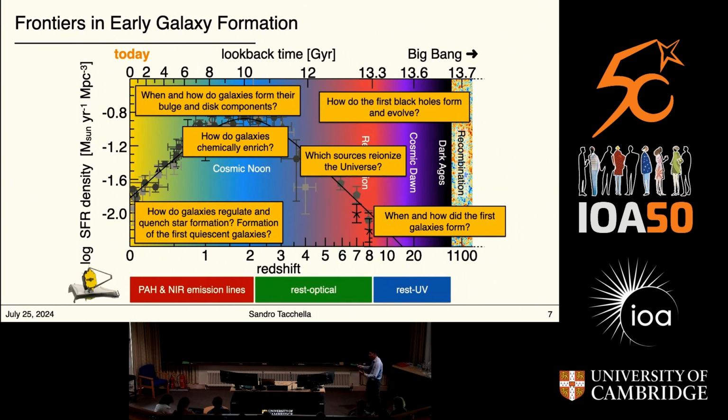So I think the key questions today are: when did the very first black holes, galaxies and stars actually start to form, and how did they then evolve to build up the mature galaxy population that we can already see in place at cosmic noon? How do these objects reionize the universe? How do these objects chemically enrich? And then also build up the structure in the galaxies, right? How do bulge and disk components in galaxies form? And then also build the very first quiescent galaxies that we now see in place around redshifts 3 or 4.